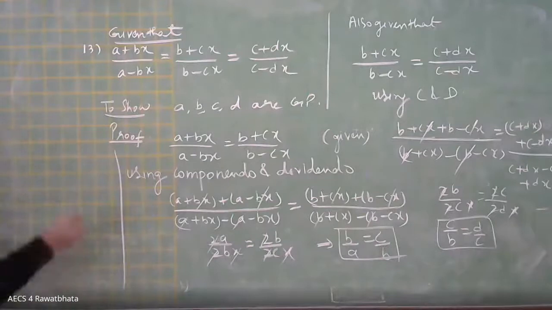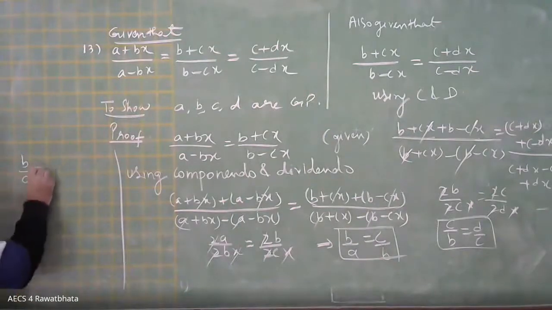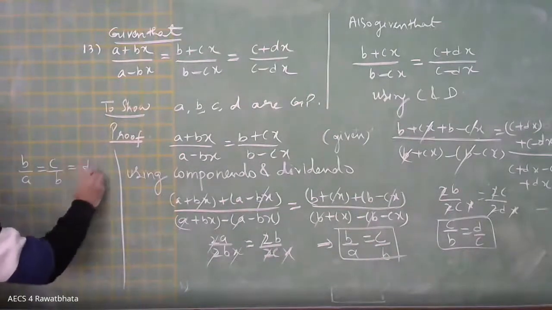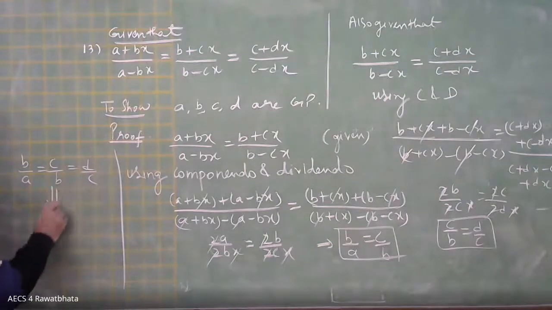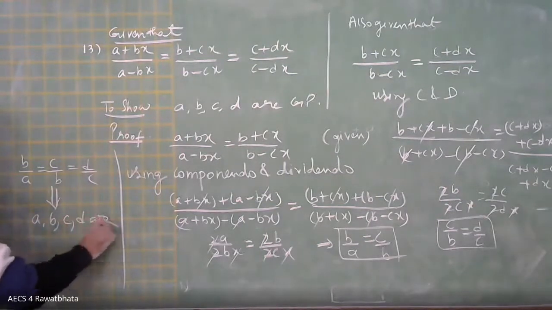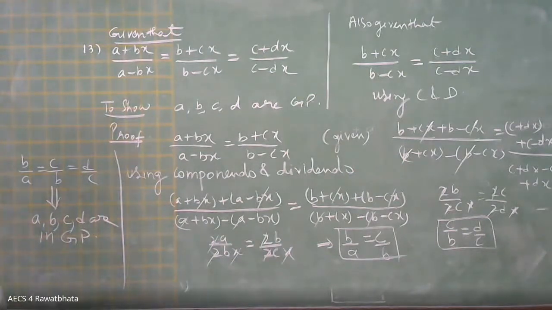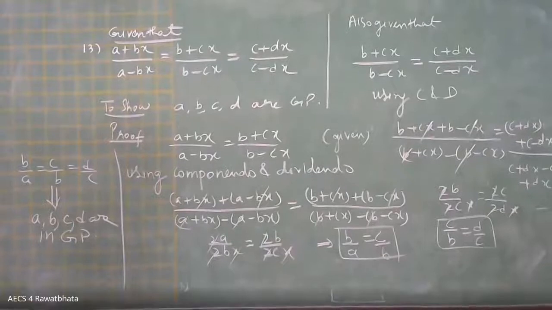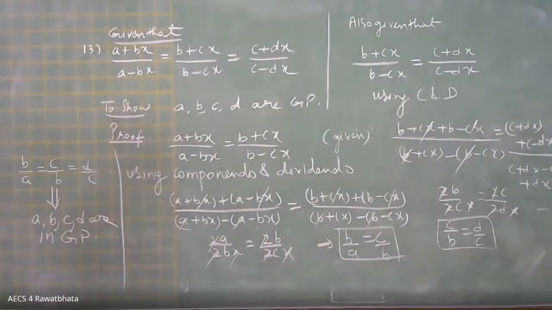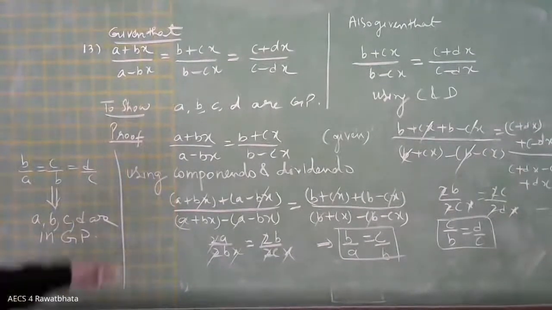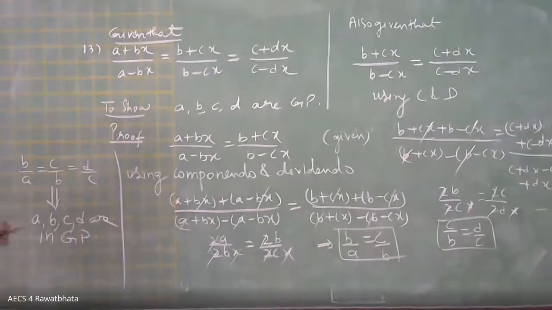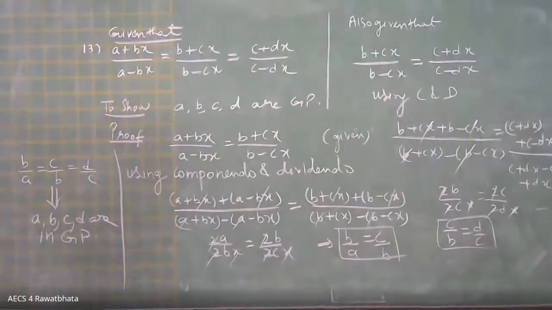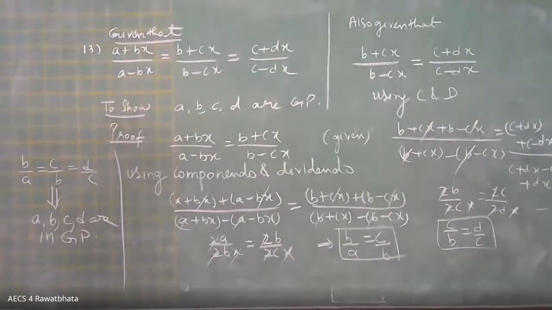And here, if I join these two, I get b upon a equal to c upon b equal to d upon c. And this means only one thing. What is that? That a, b, c, d are in geometric progression. This is the meaning, right? Yes. So here it was question number 13, and even simple cross multiplication will bring this ratio easily. No problem. There also you have to take two fractions at a time.